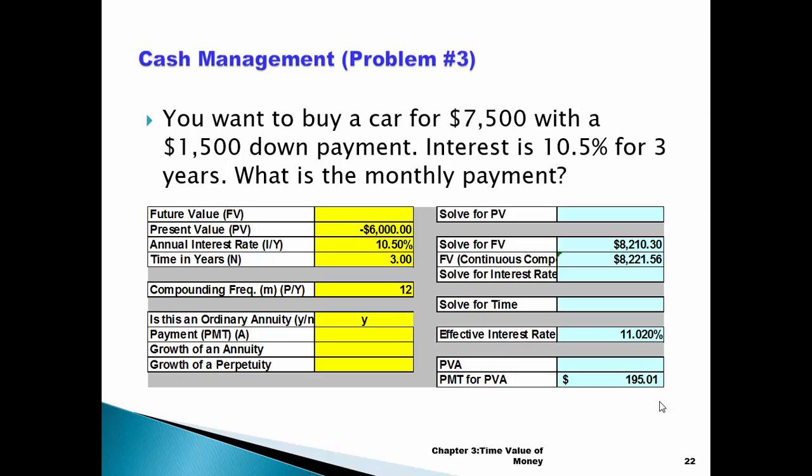You want to buy a car for $7,500. Going to put $1,500 down. The interest rate's 10.5% for 3 years. What are the monthly payments? So you put in negative $6,000, the loan amount. Interest is 10.5% for 3 years, 12 payments. The payment is $195.01.